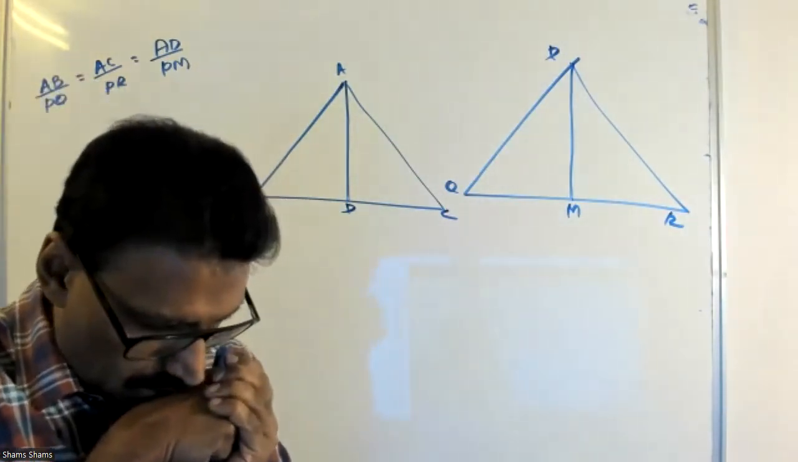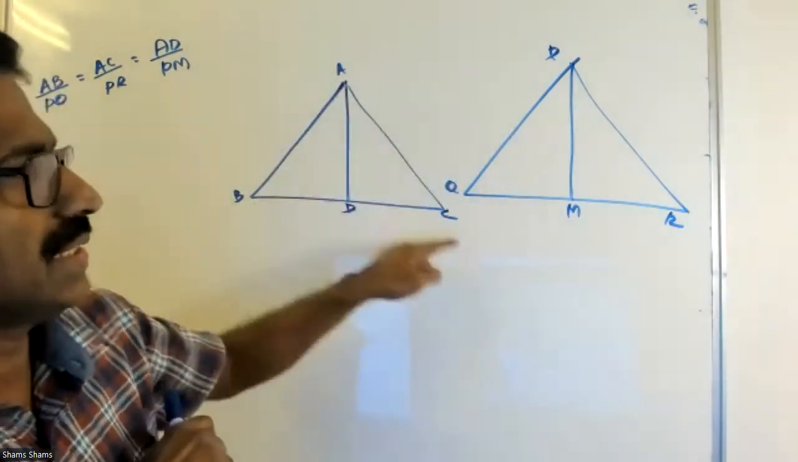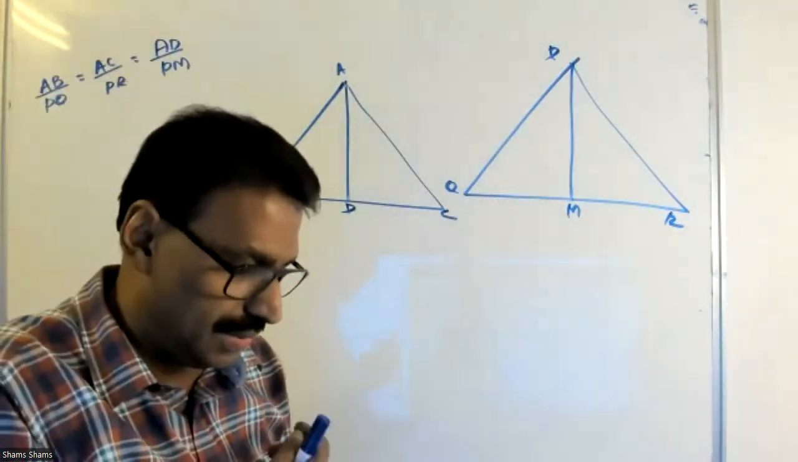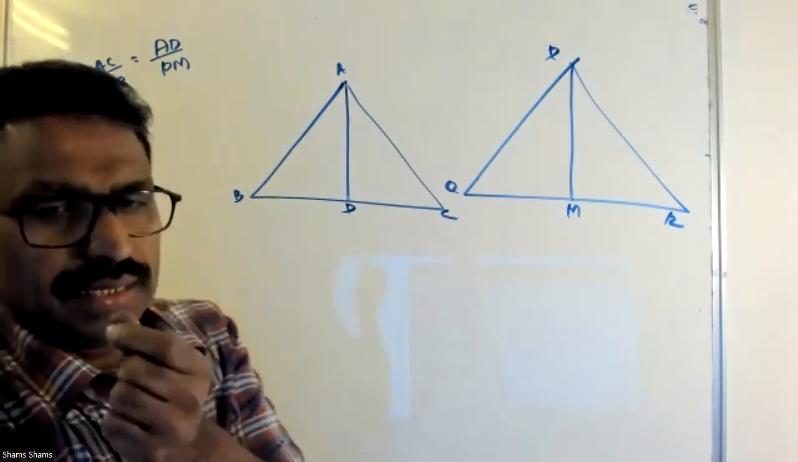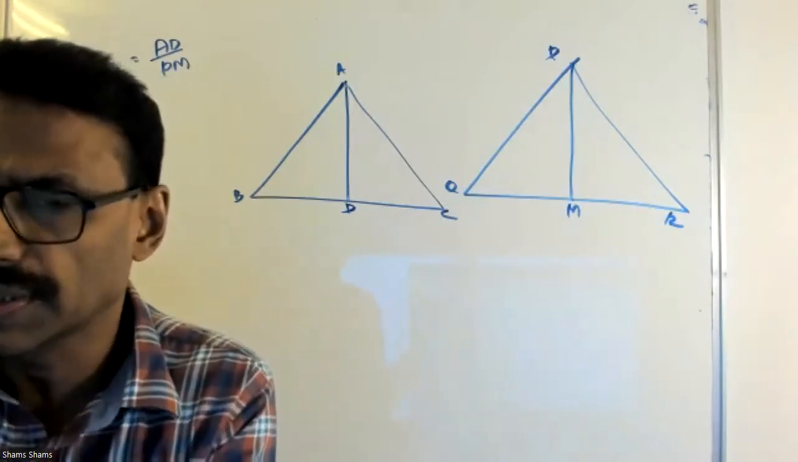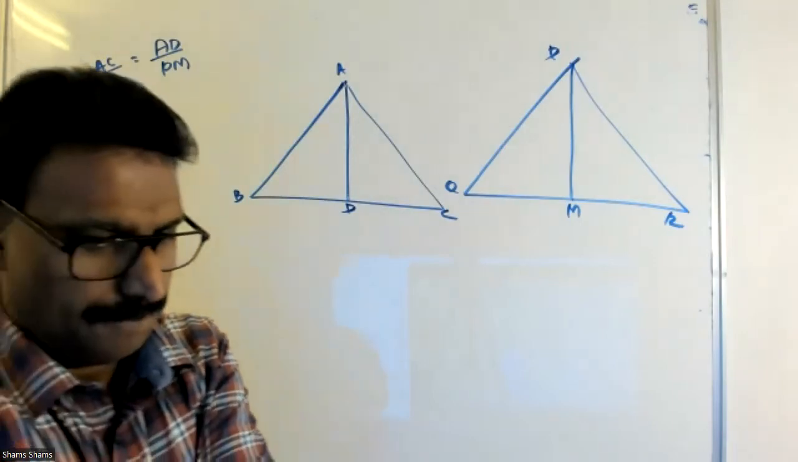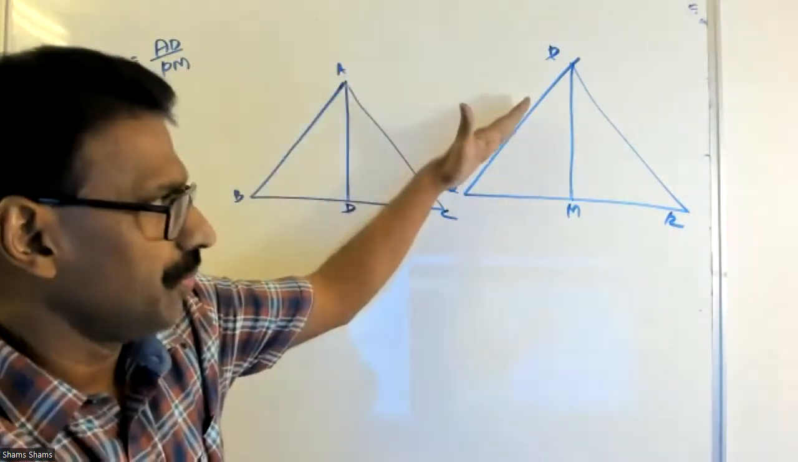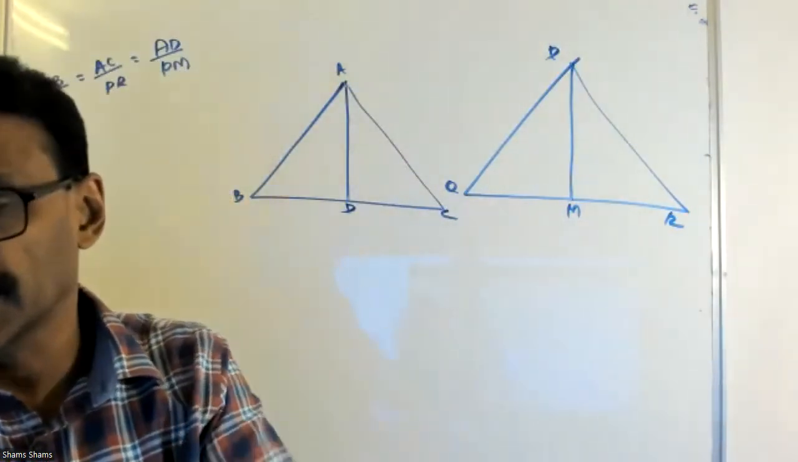Nuha, a question to you. AB by PQ equal to AC by PR is already there. So one more point is enough to show these triangles are similar. What is that? Easiest way: AB by PQ equal to AC by PR, so if we get one more point, these triangles are similar.